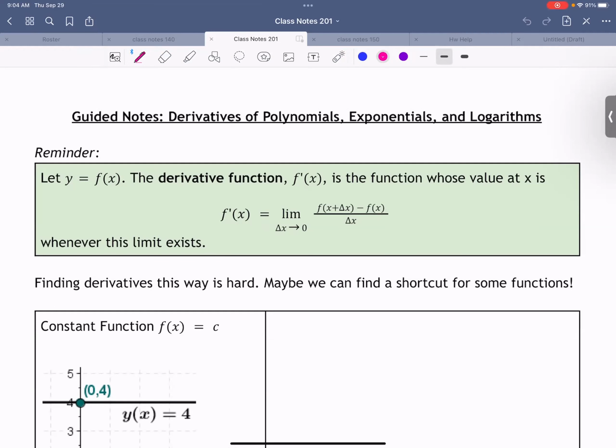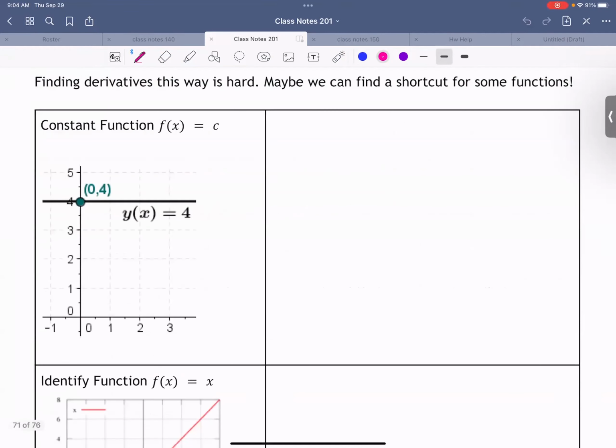A lot of functions have limits that are a little bit weird and take a lot of time to find. So what we're going to do today is find a little shortcut for some of these functions, okay? We're going to start with the easiest function, and build our way up from there. I think the easiest function to work with is the constant function, right? The function that is a horizontal line at any point. f of x equals c, where c is a number, okay?